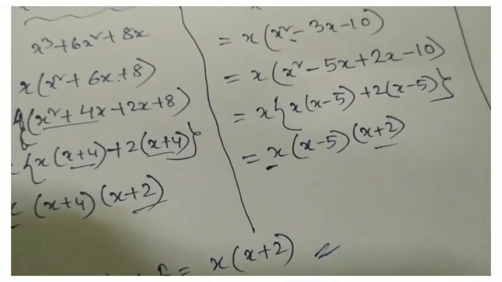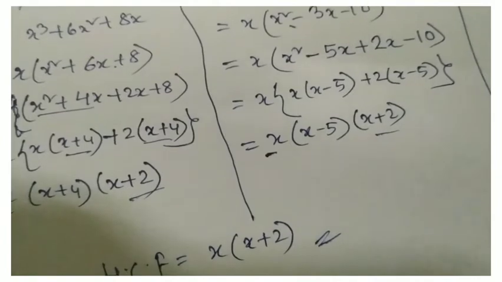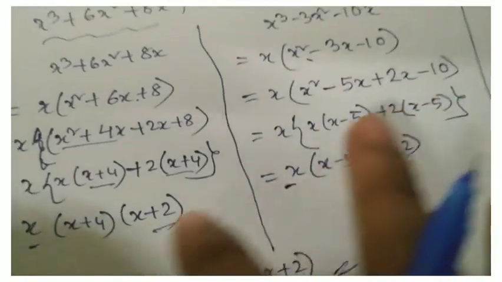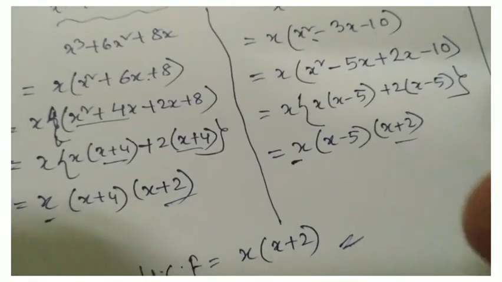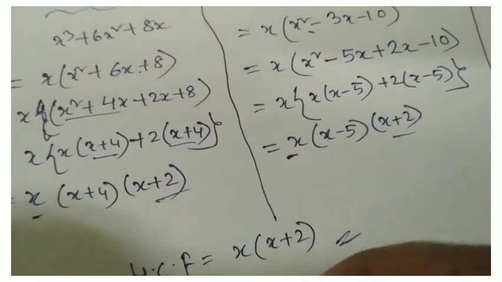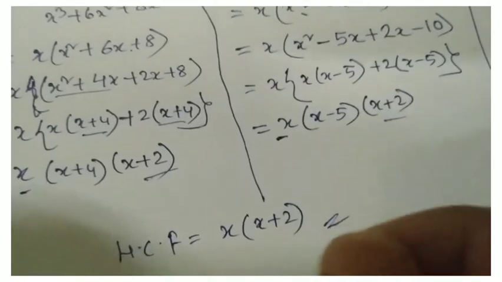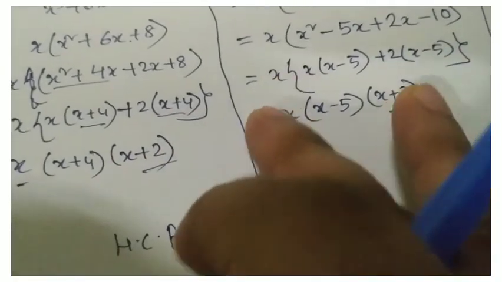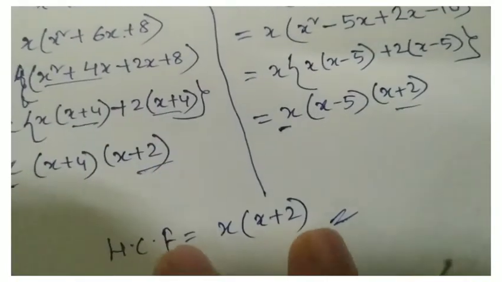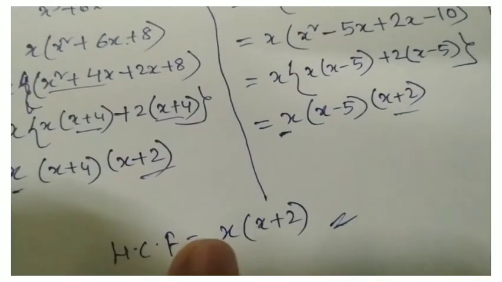So I'm sure you understood what HCF is. HCF means we just need to take the common parts from both of them. LCM is where we first take the common parts. Okay, now I'm talking about LCM. HCF I'm sure you understood. We just need to take the common parts: x into x plus 2, x into x plus 2, that's the common parts. So this is the HCF.